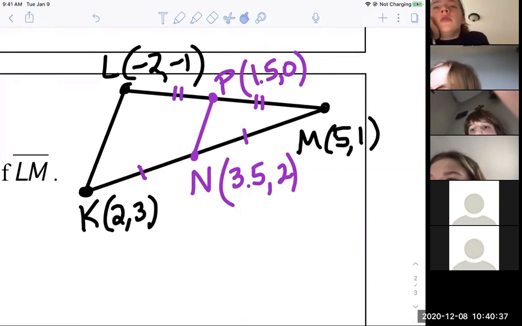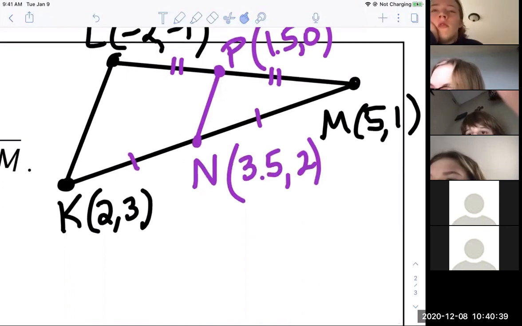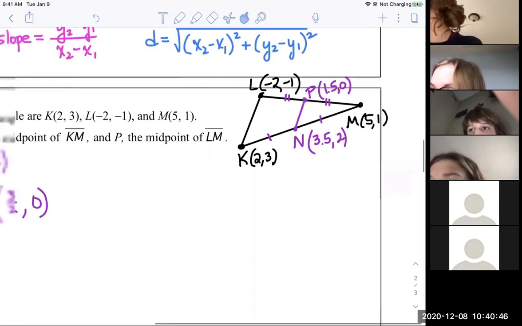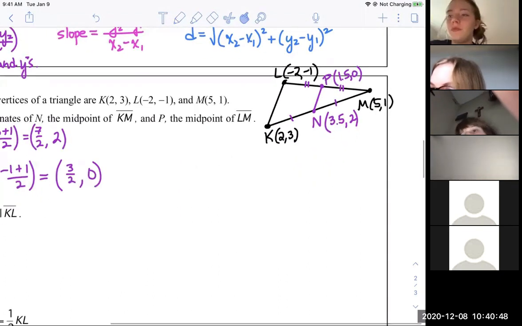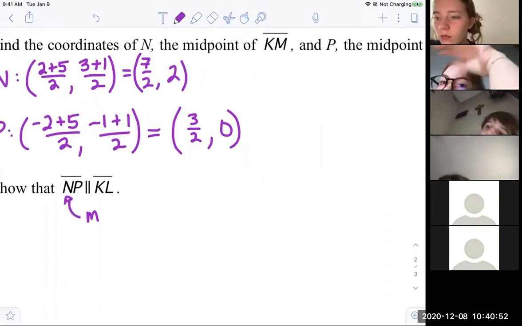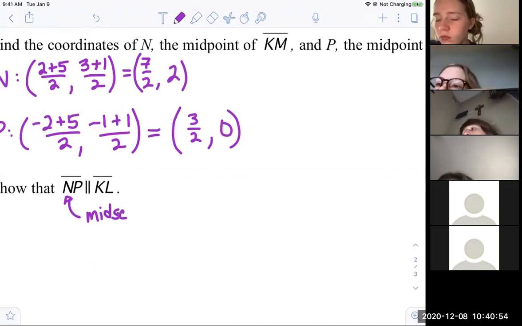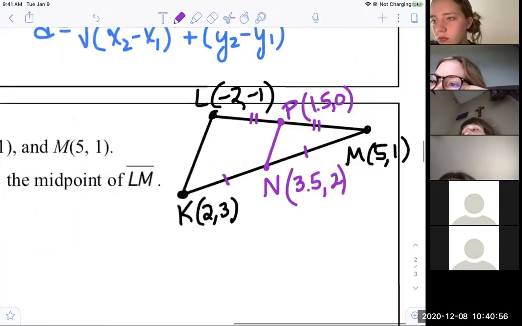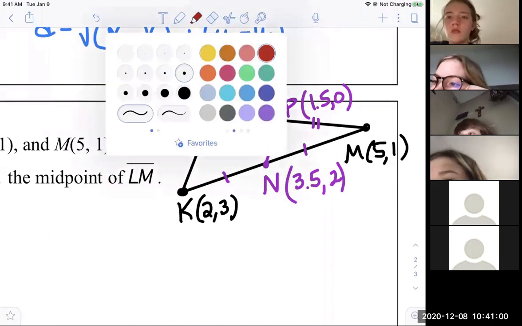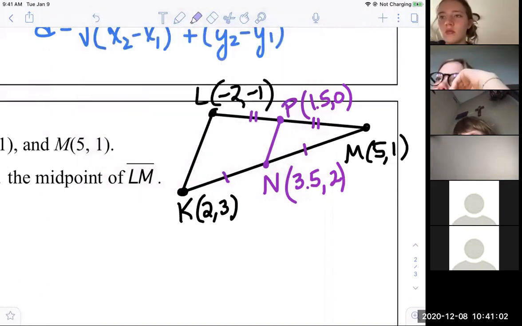Braden, how do you know it's a mid-segment? Because they're midpoints. Yeah, you're joining a midpoint to a midpoint. That means segment NP is a mid-segment. And then KL is the side of the triangle that it's supposed to be parallel to. So what we're doing is verifying that these actually are parallel.